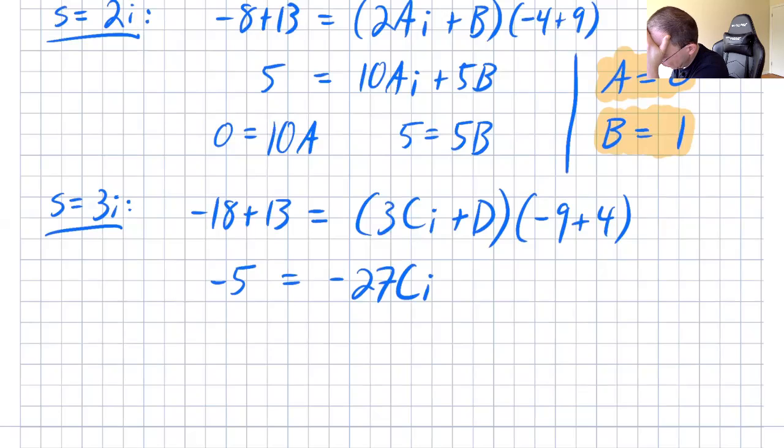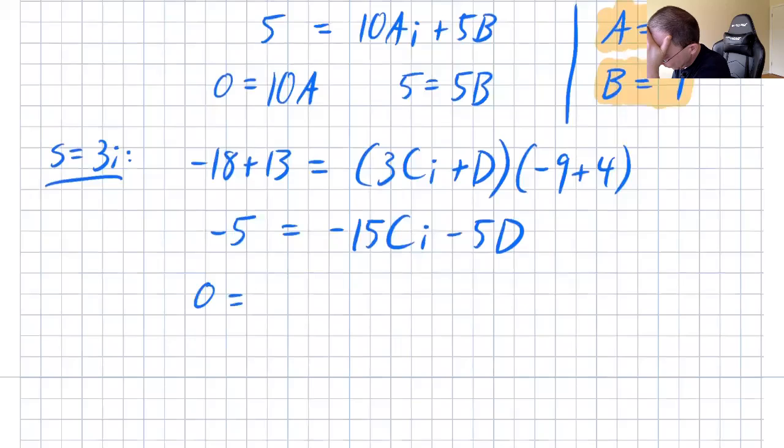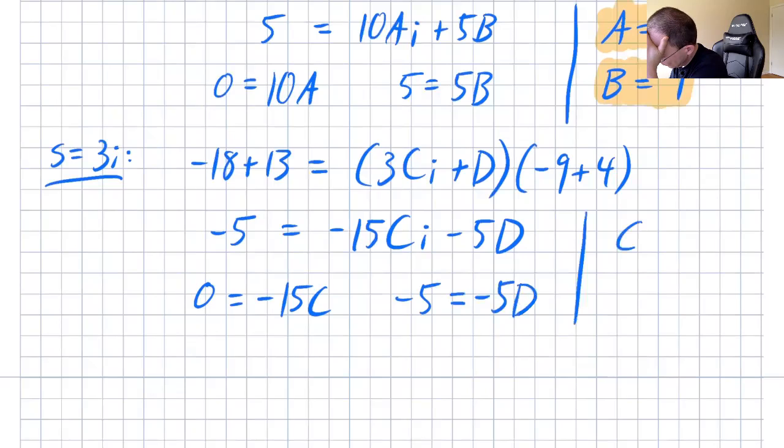Oh, I did that wrong. This is minus 5, right? So minus 5 times that. So minus 15Ci and then minus 5D. Okay, so then we have 0 equals minus 15C, looking at the imaginary terms, and then looking at the real part, we have minus 5 equals minus 5D. So then C is equal to 0 and D is equal to 1. Very nice.